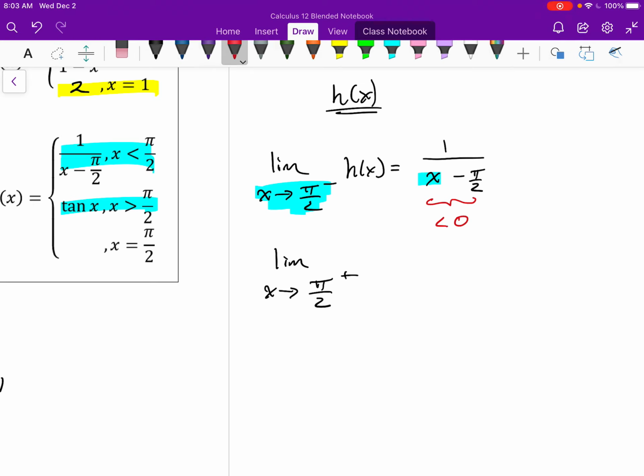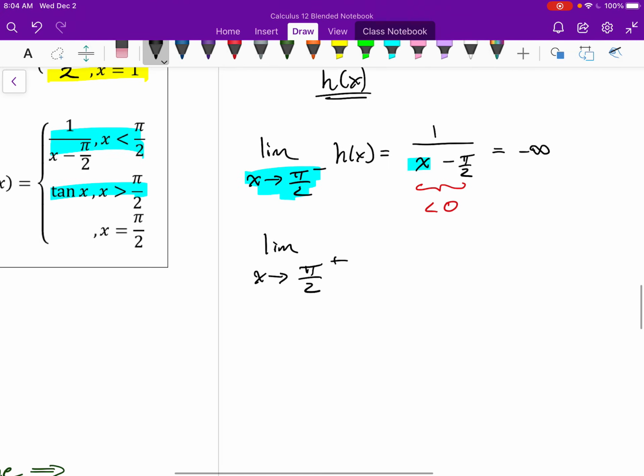And so if I go 1 divided by a number that's really close to 0, but negative, I get more and more negative numbers. And so I can see the limit as I approach from the left must be negative infinity. So right off the bat, I can see this is not a removable discontinuity. There's no way it can be. But let me do the other side. The other side is just the tan of x. And so again, if I just try to substitute x with pi over 2, tan of pi over 2 is undefined. So that doesn't do me any good.